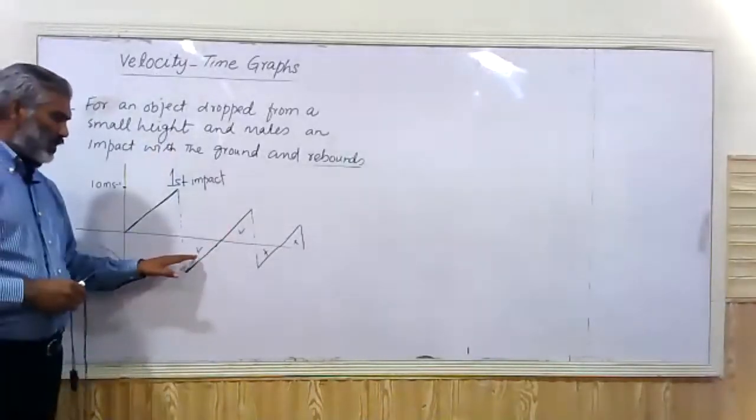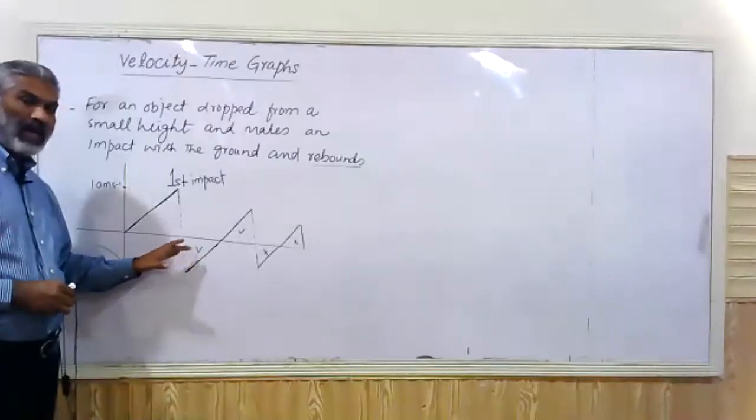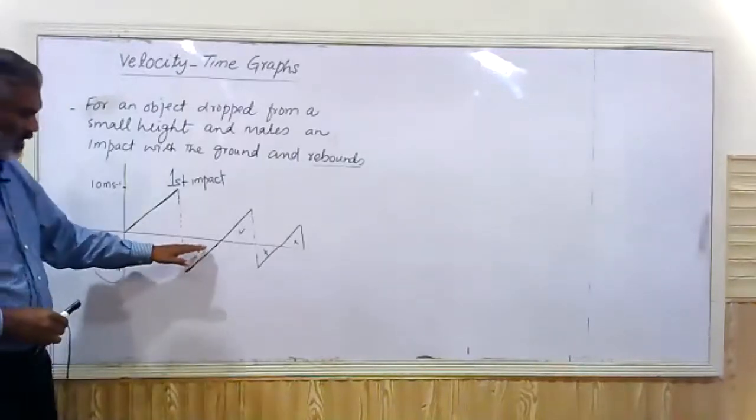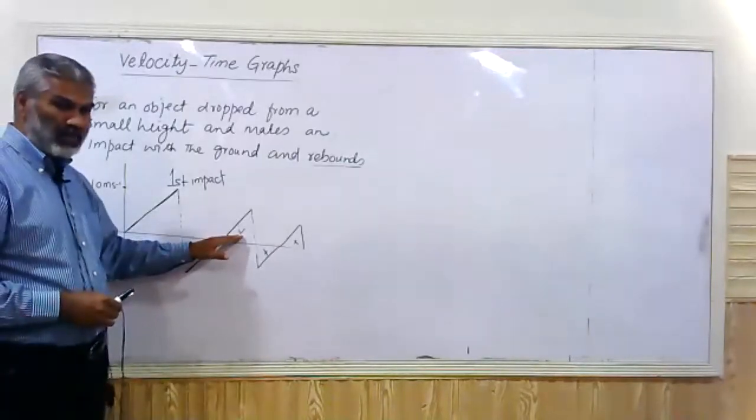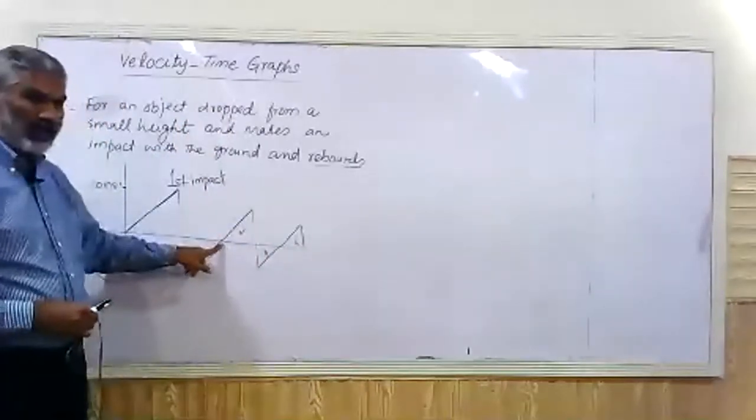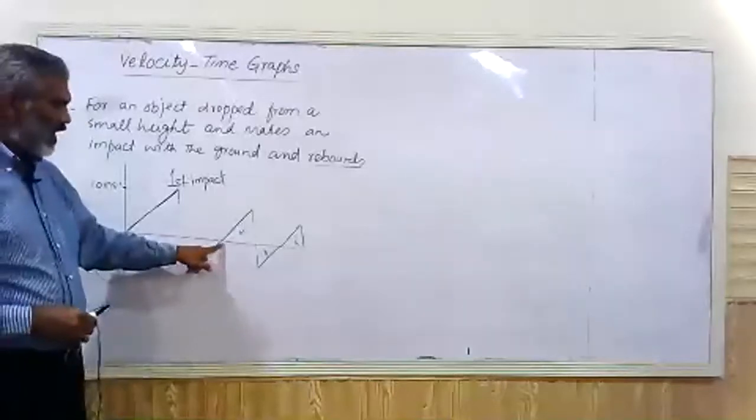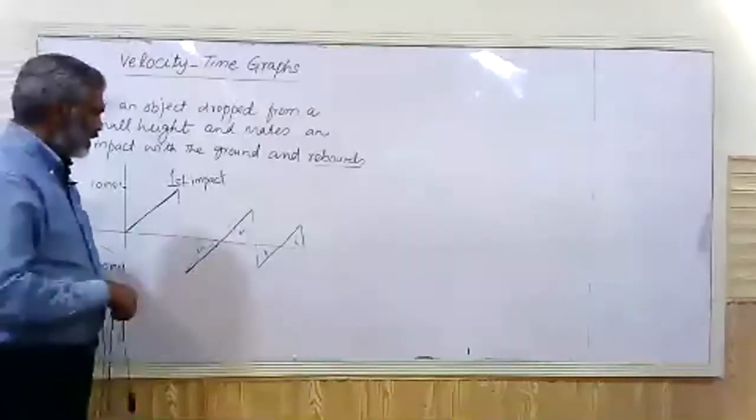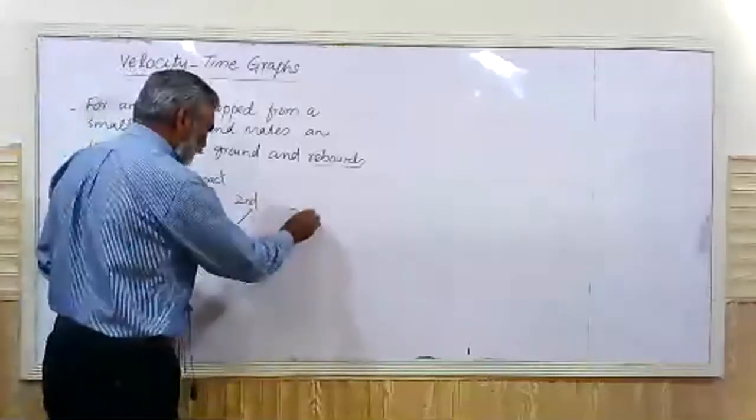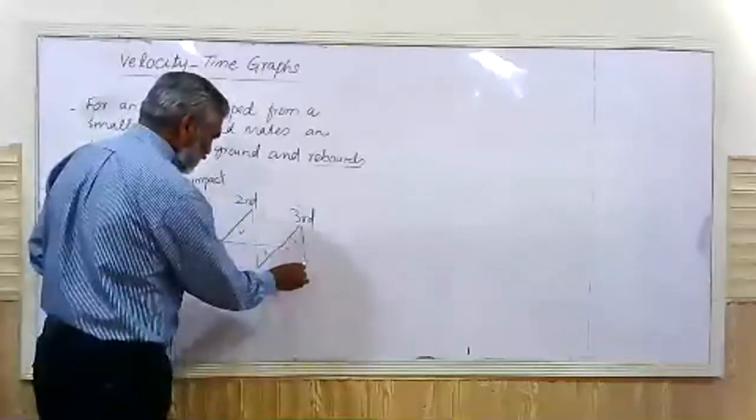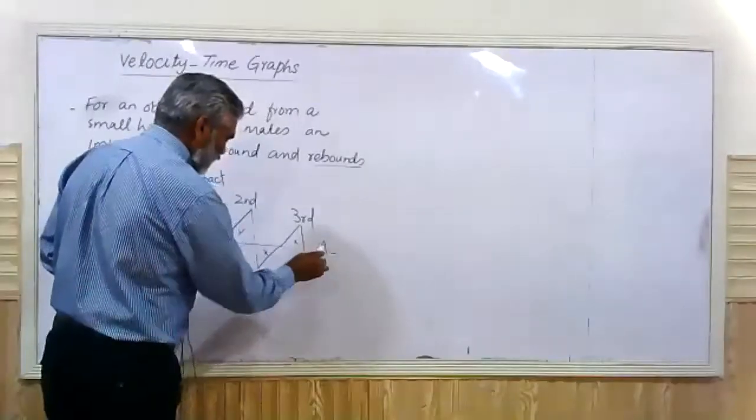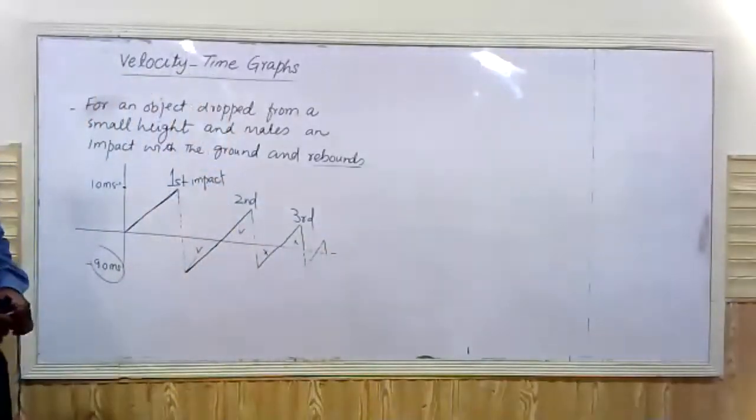Why should these two triangles have the same size? Because the area of this triangle is the height through which it rises, and therefore it should be the same distance through which it falls, because this is the maximum height to which it has risen, and after this it falls. And this is the second impact that it makes, this is the third impact that it makes, and this continues. So triangles will go on becoming smaller in size as expected until the object comes to rest.